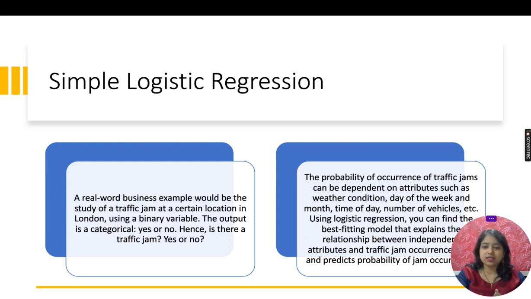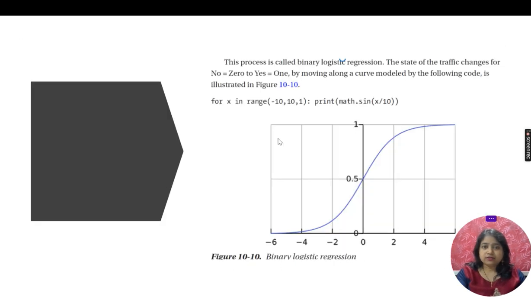So using logistic regression, we can find the best fitting model that explains the relationship between the independent attributes and traffic jam occurrence, and predicts the probability of traffic jam occurrence. So we can find out whether there is a traffic jam or not, yes or no. The process is called binary logistic regression.